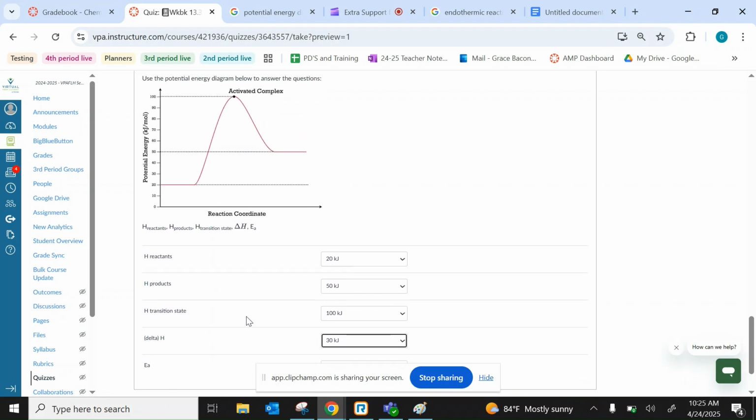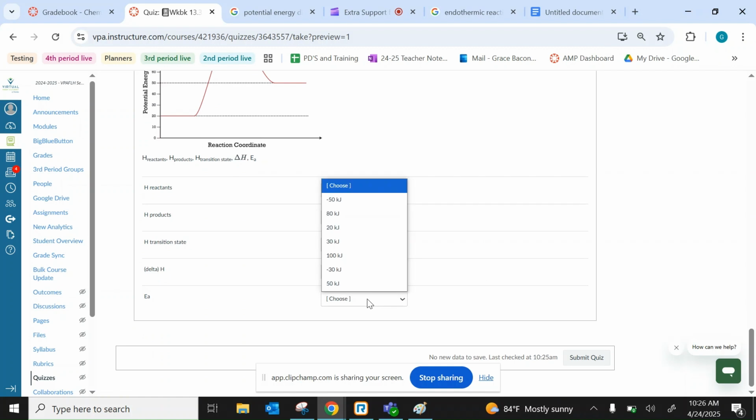And then my activation energy is how much energy is required to start this reaction. So it's between the reactants and my activated complex, my transition state. In this case, that's going to be all the way up at 100 minus 20. If I was to show this as a height on the graph, it would look like this. So we're going to do 100 minus 20 here. It gives me 80.